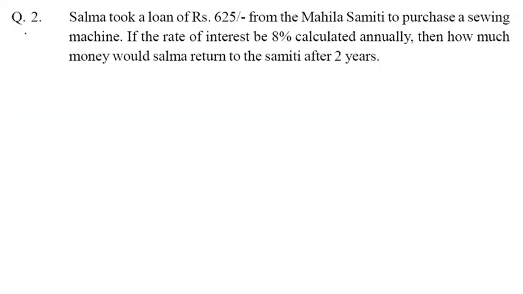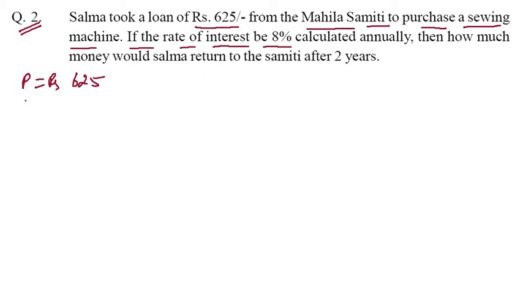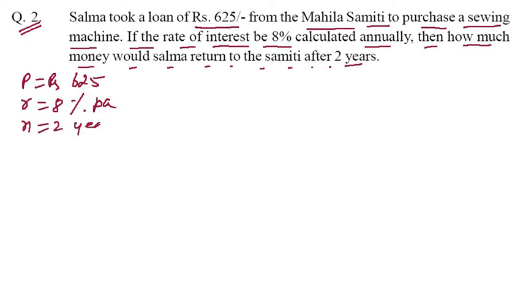Now come to question number two. Salma took a loan of rupees 625. Okay, now that is the principal. Principal is given as rupees 625 from the Mahila Samiti to purchase a sewing machine. If the rate of interest is 8%, that means R is given as 8% per annum, annually calculated, then how much money would Salma return to the Samiti after 2 years? So that means the time is given as 2 years.